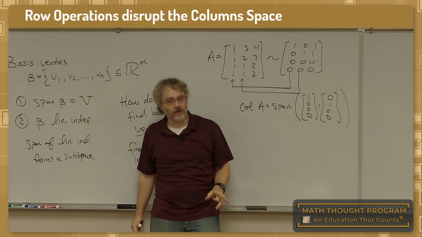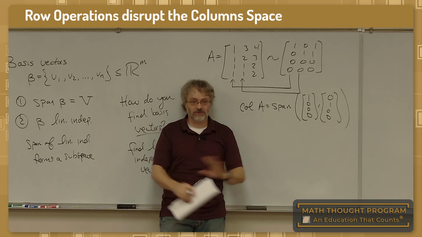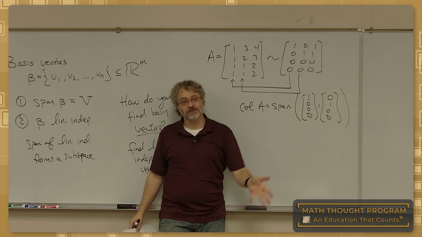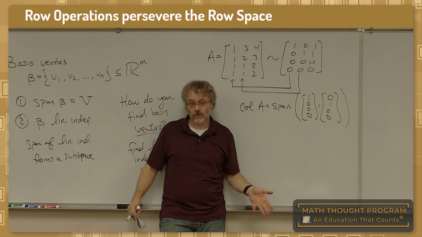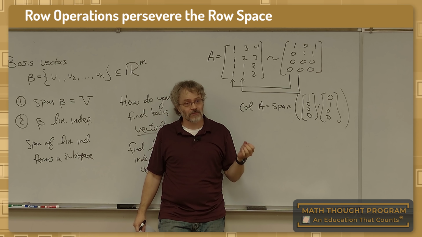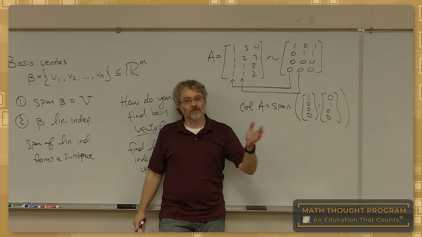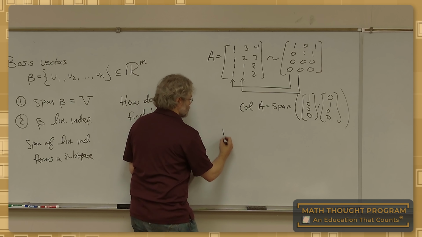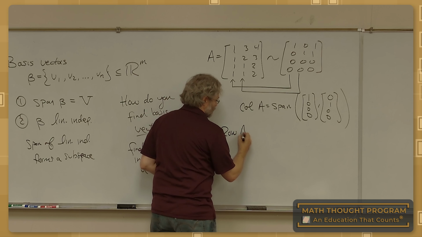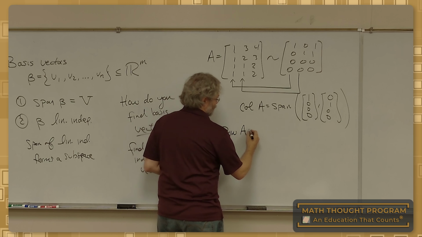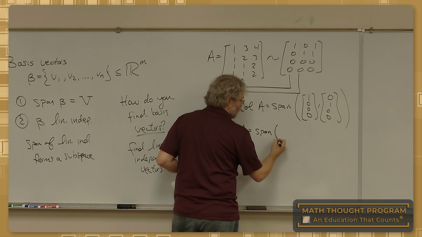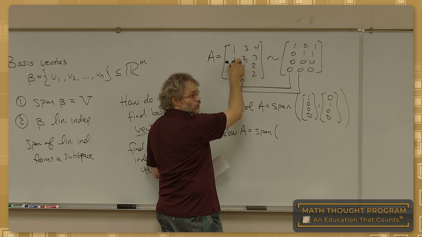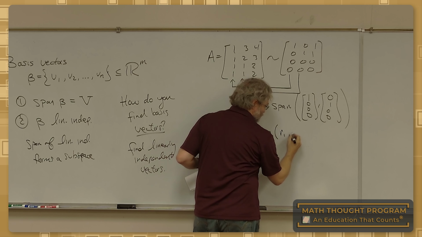So row operations disturb column space. But row operations, they won't distort or disturb something called row space. The row space of a matrix is also a vector space, and we can denote it as row A. This is going to be the span of all the row vectors. So you can call this maybe row 1, row 2, row 3, row 4 in this example.